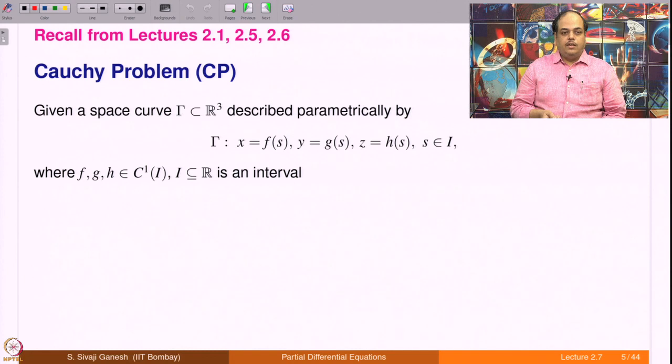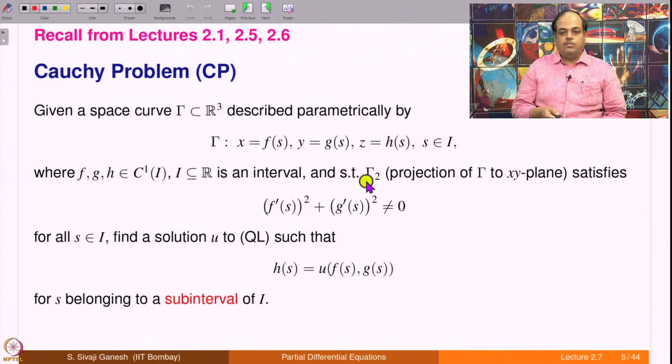For the Cauchy problem, we are given a space curve, that is a curve in R3, which is given parametrically in this form, where the parameter s runs in an interval I, and f, g, h are C1 functions. The notation gamma 2 is important: gamma 2 is the projection of gamma to the xy plane, that is x equal to f(s), y equal to g(s) as s varies in I. We want that f prime and g prime do not vanish at the same time at every point on gamma 2. Then we want to find a solution, that means a function defined on some domain such that u on gamma 2 takes the value h, which is the prescribed datum curve. Of course, we do not expect the solution domain to contain the entire gamma 2, but a small portion of gamma 2 is also allowed.